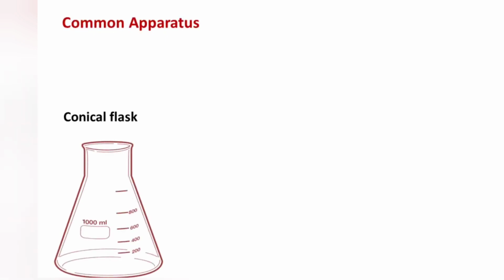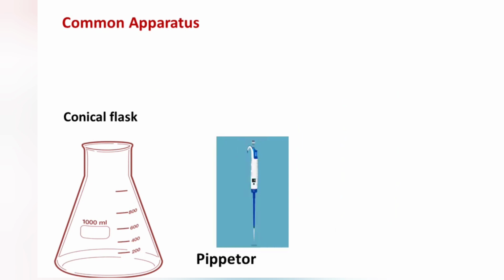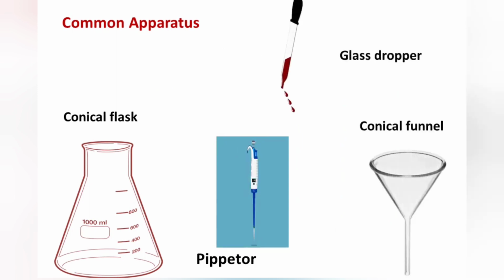There you go. Common apparatus in titration: you have your conical flask, you have your pipette, you have your glass dropper, and then you have your conical funnel. You should note the following precautions while taking the reading. In fact, this video will help you.